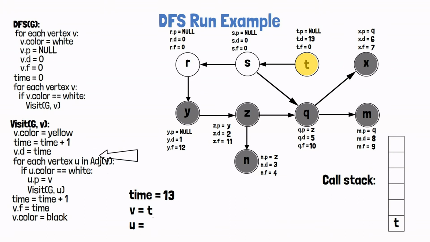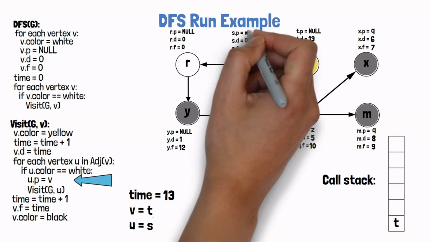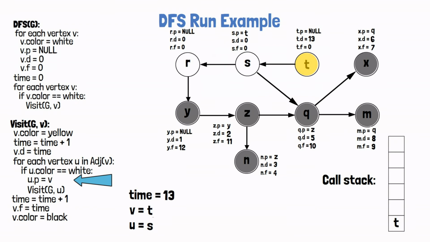We then go over its neighbors. It has only one neighbor, which is s. S is still white, so we set its parent to be t and go to visit s. We update the call stack and state and visit s. We color s as yellow. We increment the time and update the discovery time to 14. We then go over the neighbors of s.